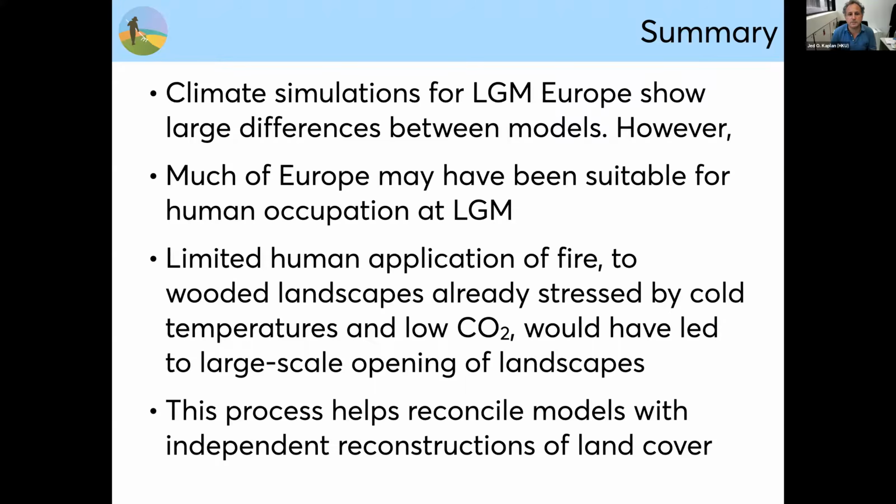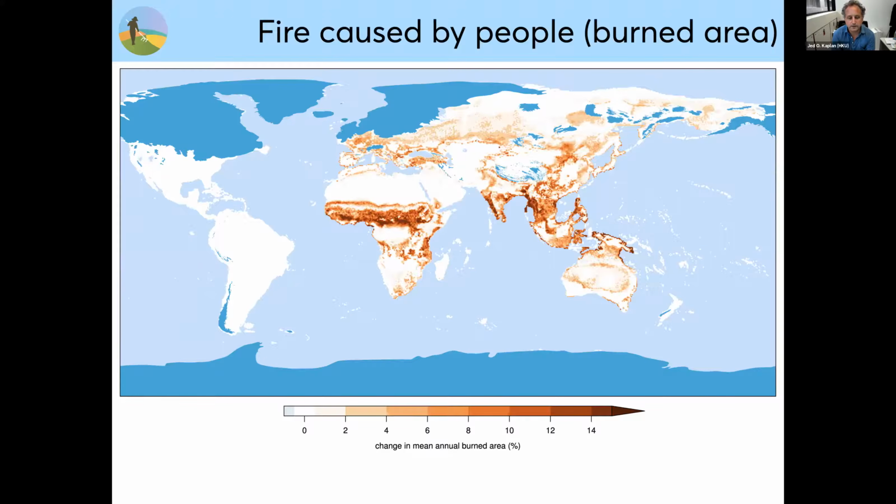So now we can scale this up and think about what this could have meant not just at the scale of Europe, but at the scale of the entire world. Now, at the last glacial maximum, humans were not present in the Western Hemisphere.